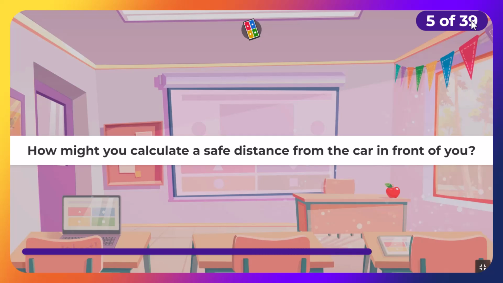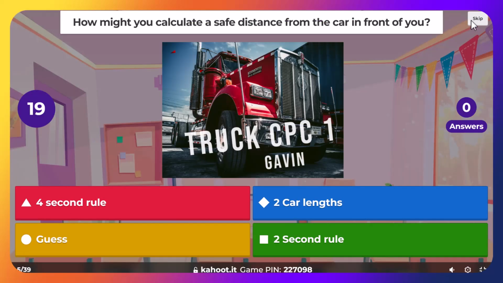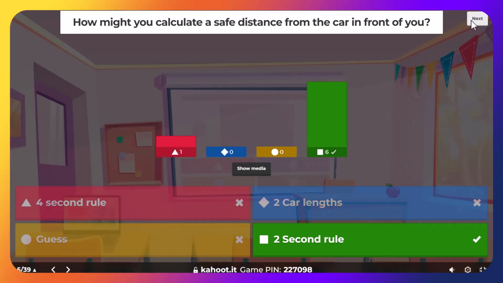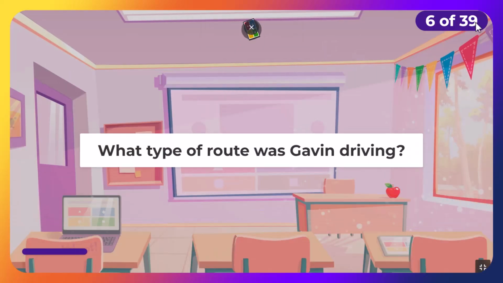All right. How might you calculate your safe distance from the car in front of you? Four-second rule is for the rain when it's wet. What type of route was Gavin driving?